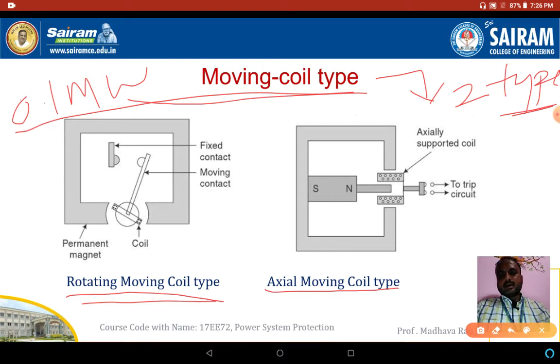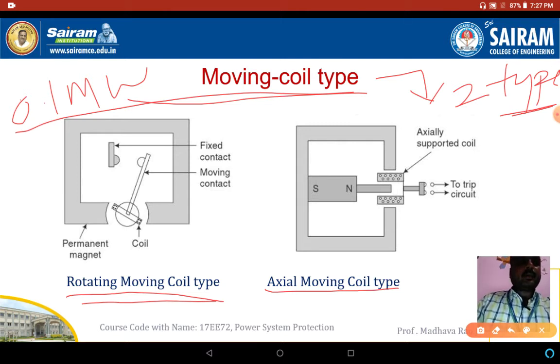Whenever a fault occurs, the fixed contact and moving contact will join together. These two will make contact with each other. Then the coil will send a signal to the tripping circuit. Then the tripping circuit will give a signal to the circuit breaker, and it will disconnect. The moving coil assembly carries an arm which closes the contact. We can see the moving contact and fixed contact in the figure.